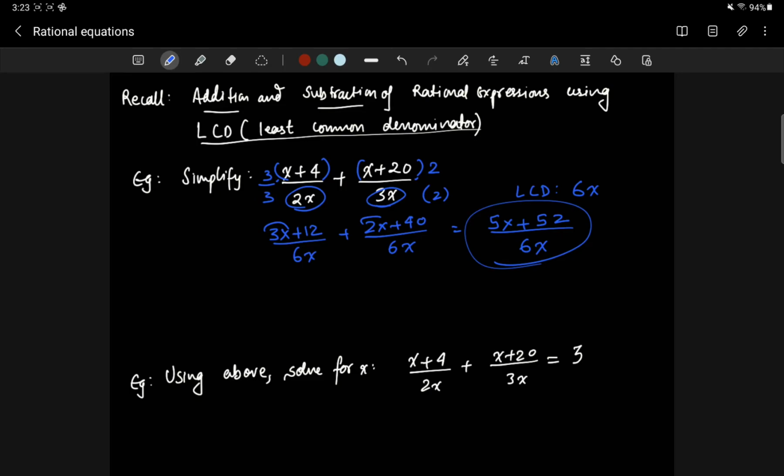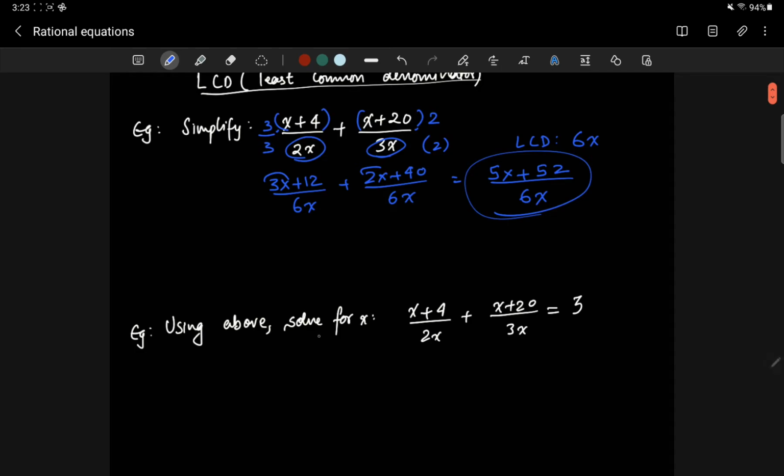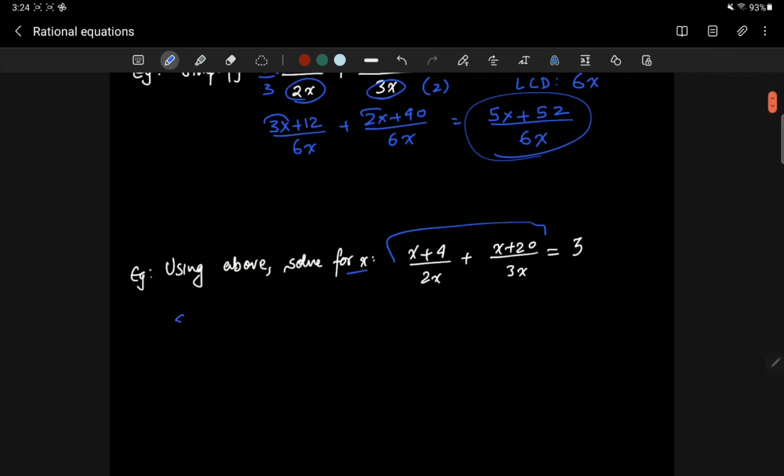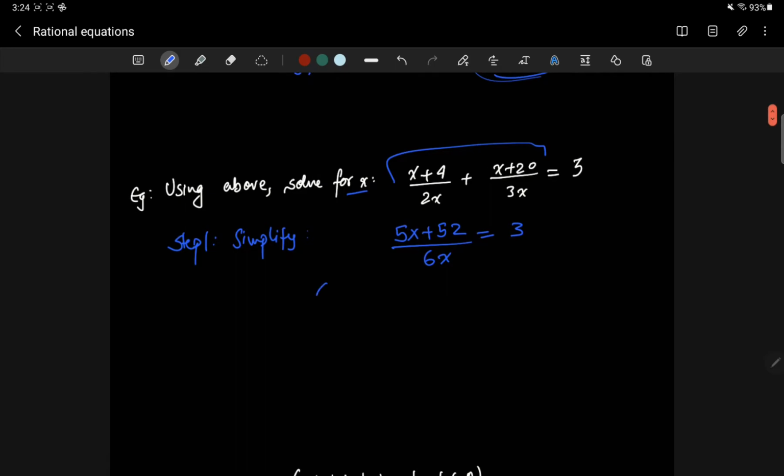Now suppose we go a step further and we ask, for what values of x does this same expression as before equal 3? So step 1 is always going to be to simplify, which we have already done. So 5x plus 52 over 6x equals 3. And then we cross multiply and solve. I guess we can call that step 2.